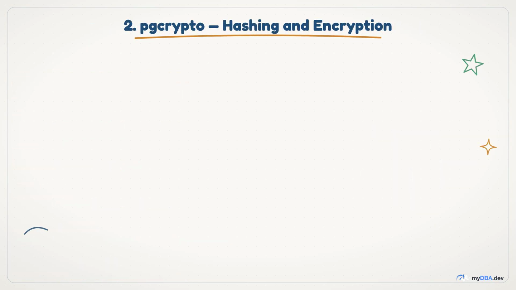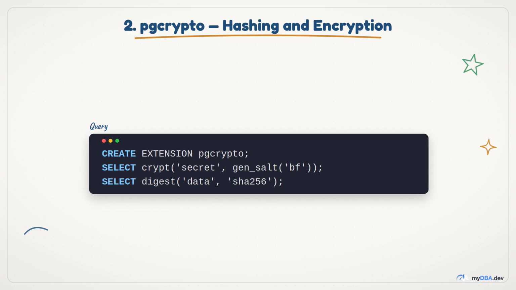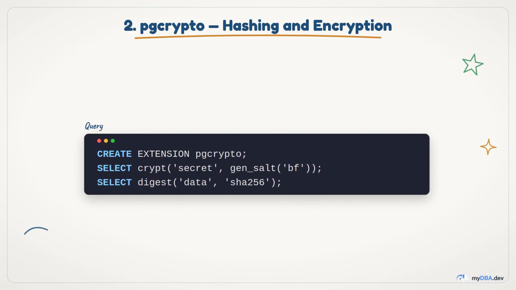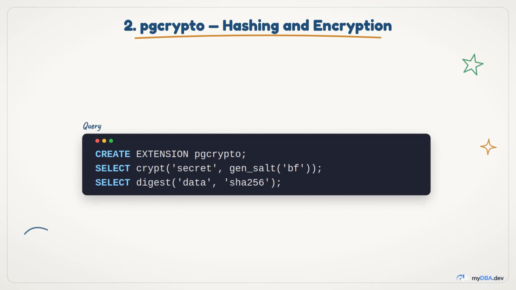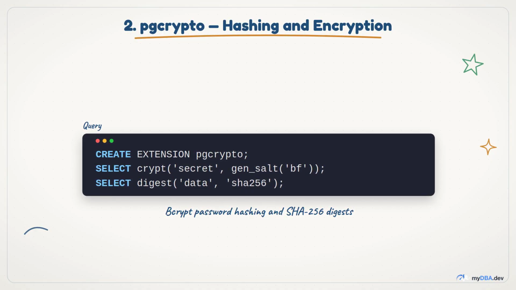pgcrypto gives you cryptographic functions right inside Postgres: bcrypt password hashing, SHA digests, PGP encryption, all that stuff. It's available on every major platform, so you can CREATE EXTENSION pgcrypto with the appropriate privileges. Use crypt with gen_salt for storing passwords securely, or digest when you need checksums.